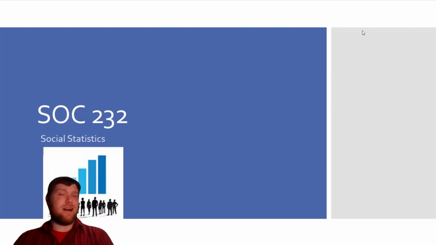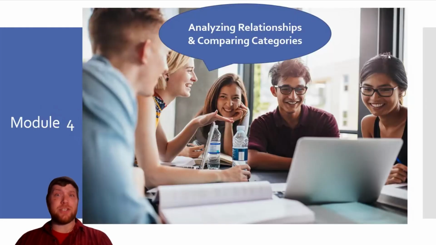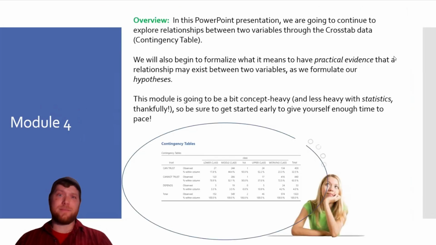We'll begin our conversation with analyzing relationships and comparing categories. In PowerPoint, we're going to look at what's called a contingency table or crosstab data. And we're going to explore in this module practical evidence: what relationships may exist between two variables as we formalize what we call our hypotheses. It's going to be somewhat concept heavy, a little bit less heavy with statistics, thankfully, for right now, but we want to make sure you get started early to give yourself enough time to pace for this course.